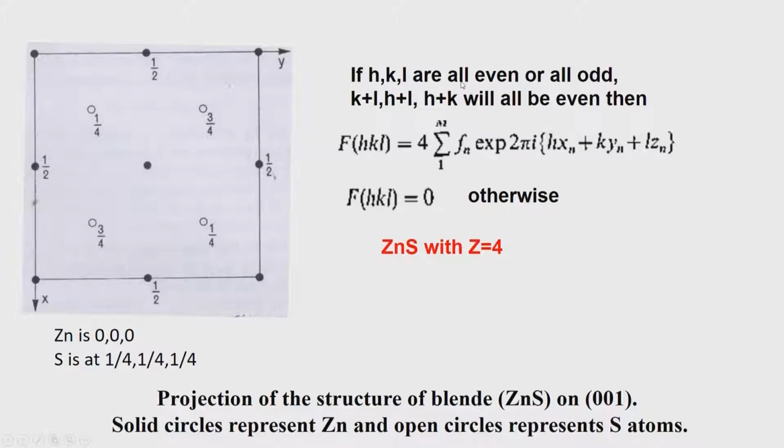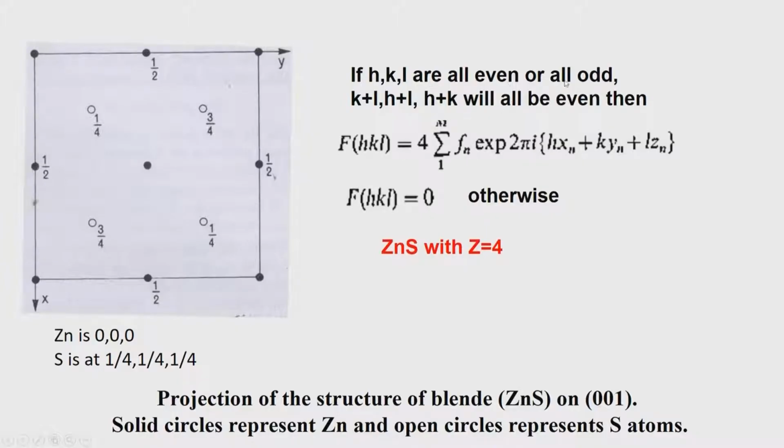So the HKL values like 1 1 1, 2 2 2, 3 3 3 or combinations of other kinds of odd values, that is like 3 1 4 cannot be there, 3 1 3 yes, 2 2 6 yes, 2 2 1 no. So such absences therefore will develop, and so this is the statement: if H, K, L are all even or all odd, then the value of H plus K, K plus L and H plus L will all be even. Then you get this systematic absence. So this is correct. This is the way you have to look at it.